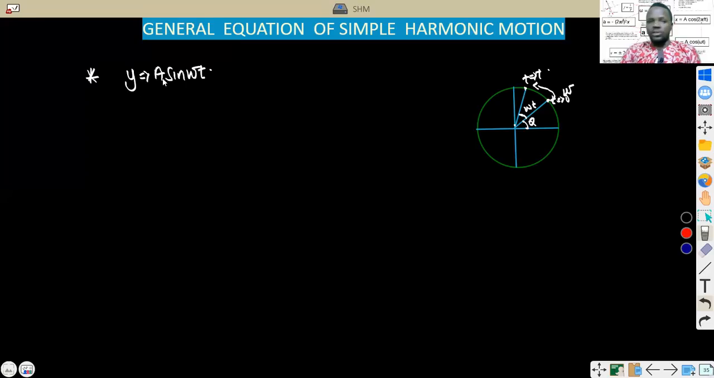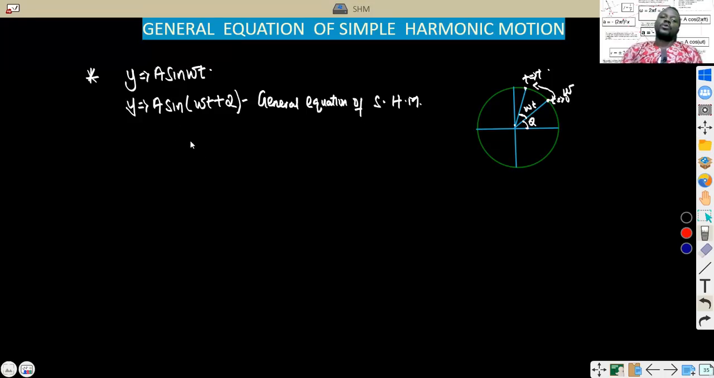But in this case now, if you watch, the total angle of oscillation here is what? This is omega t plus what? Plus alpha. So you now say y is equals to a sine, this time now that is not starting from what? Rest. We say a sine, omega t plus what? Plus alpha. This is the equation we call the general equation of SHM when it is not starting from mean position.